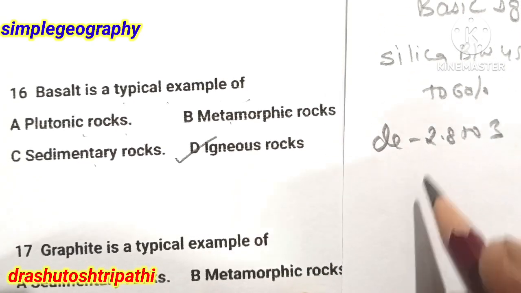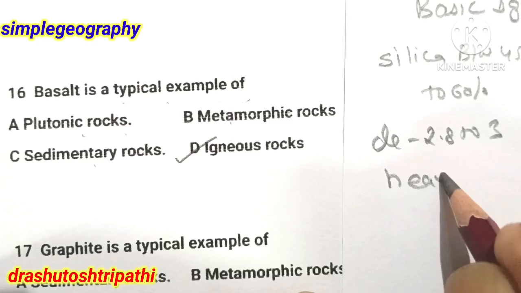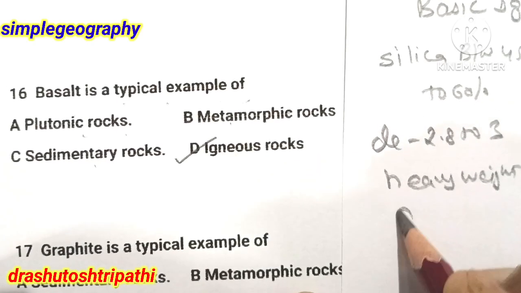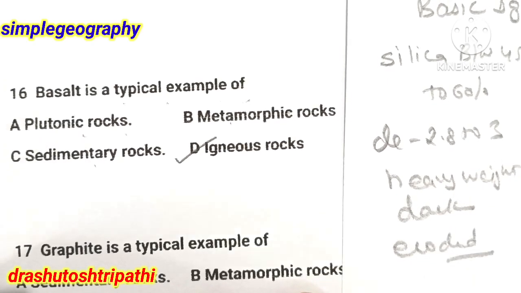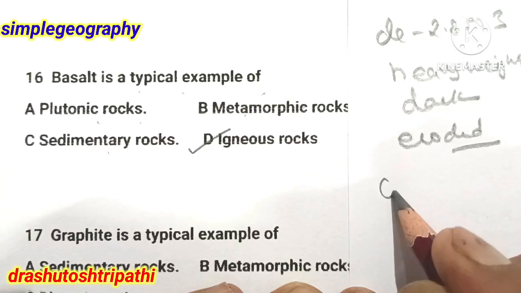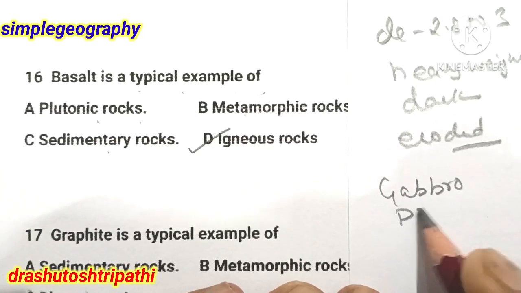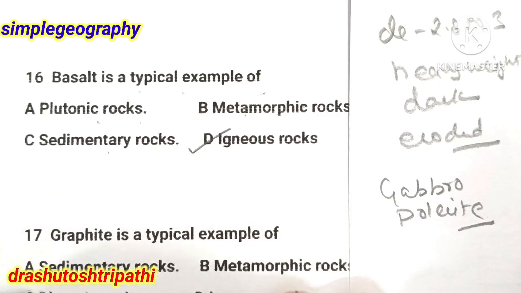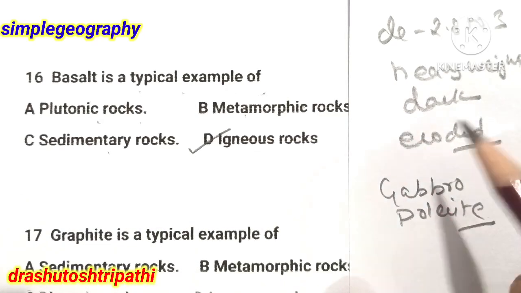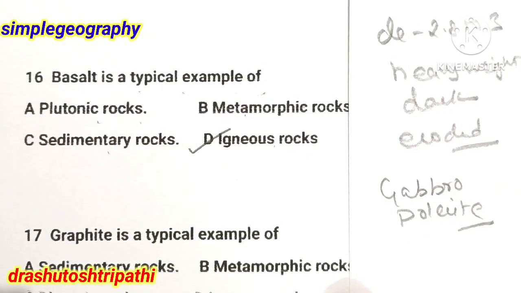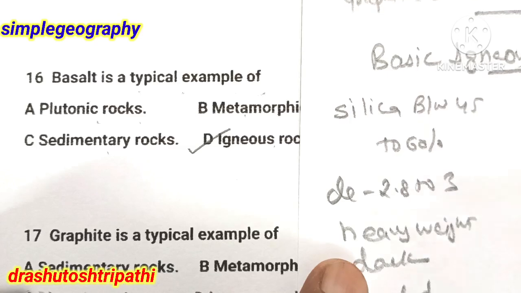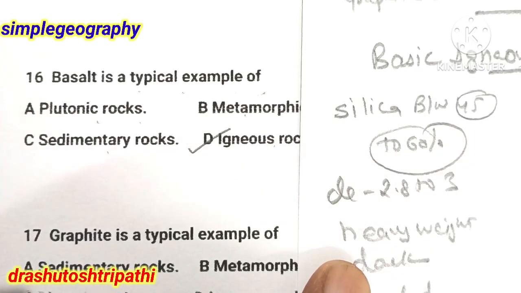And what are the other characteristics? They are heavyweight, dark in color, and easily eroded when in contact with water. Apart from basalt, gabbro and dolerite are also examples of basic igneous rock. Basalt, gabbro and dolerite are all basic igneous rocks. What does it mean? It means rocks which have silica content between 45 to 60%.